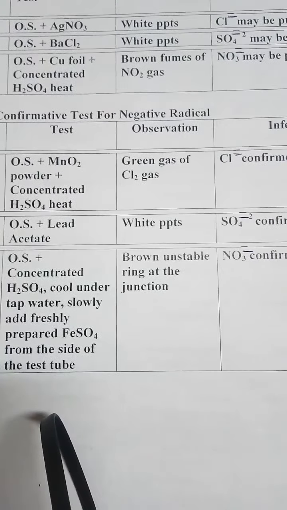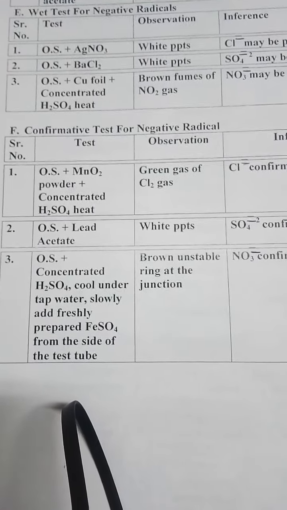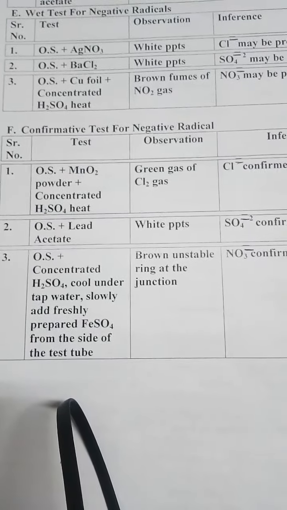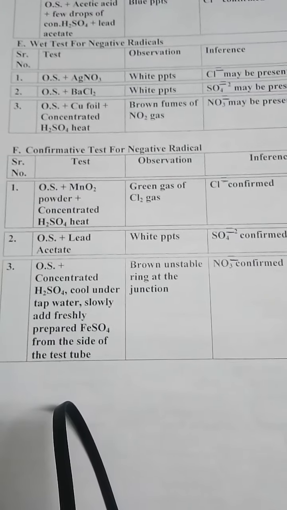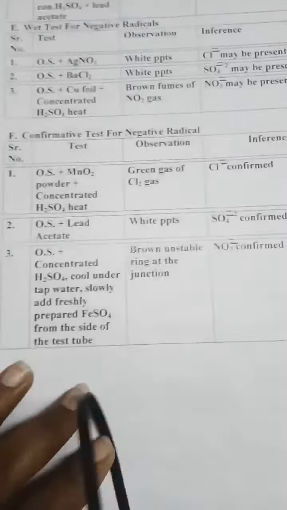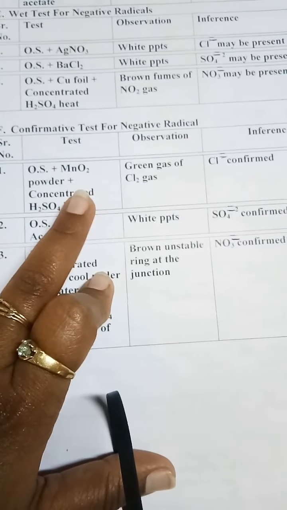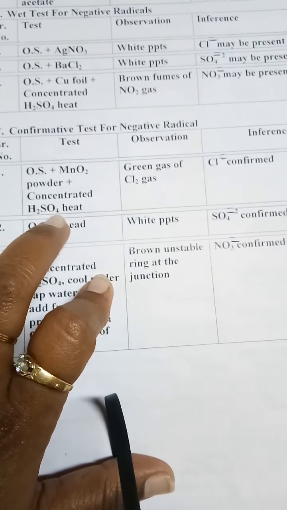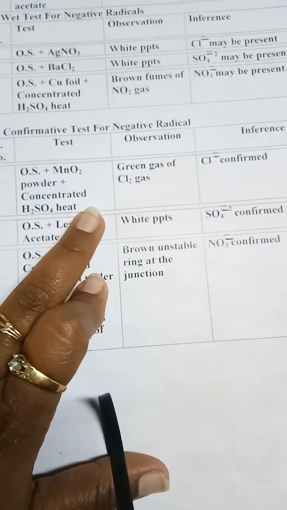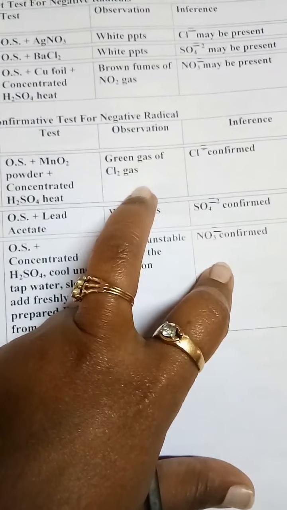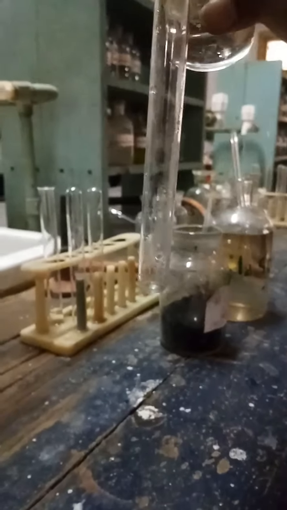After getting a positive result for Cl- ions, we have to do a confirmatory test for the negative radical. Here we are going to perform the confirmatory test for Cl- ions. We take OS plus MnO2 powder and concentrated H2SO4 and then we heat. If there is a green gas of Cl2, then Cl- is confirmed.